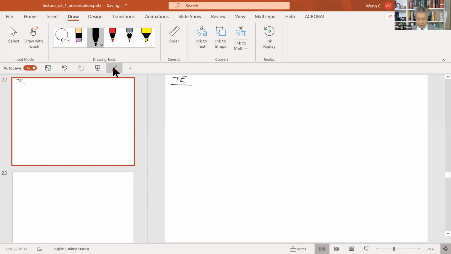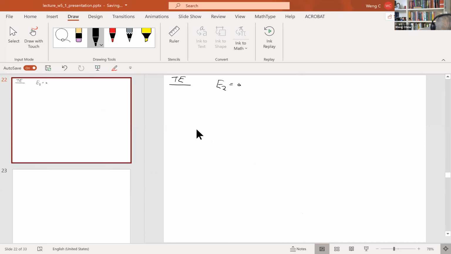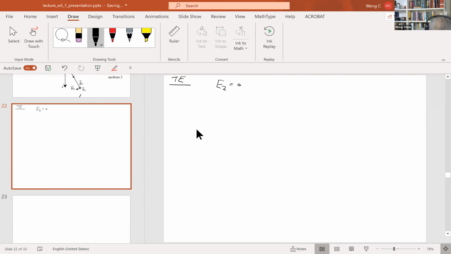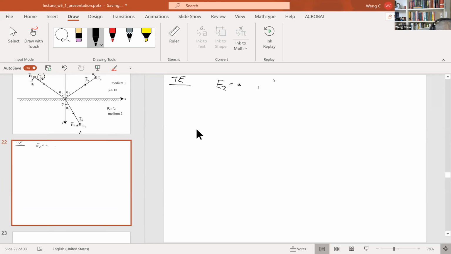Okay, TE case. Well, we assume that E_z equals 0. That is, the field is only in the X and the Y direction. Actually, in this case, the field is pointing in the Y direction, pointing out of the paper. This is a TE polarization, okay? So then I can write down the incident plane wave.